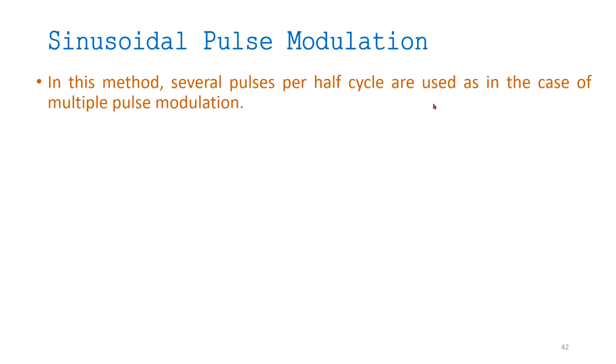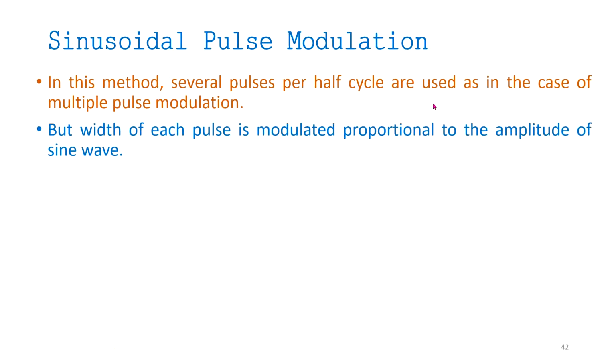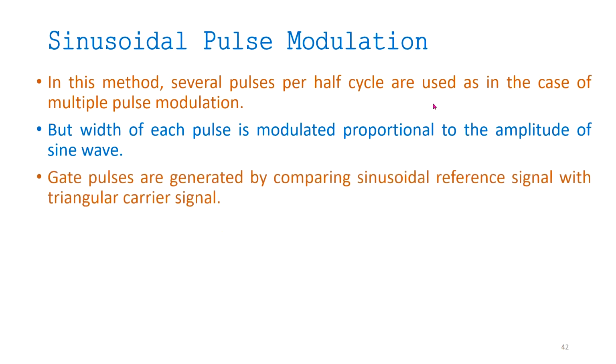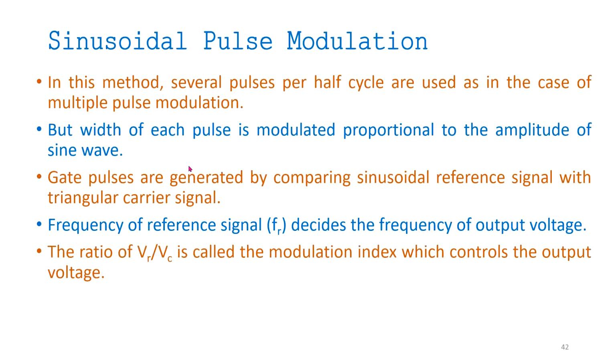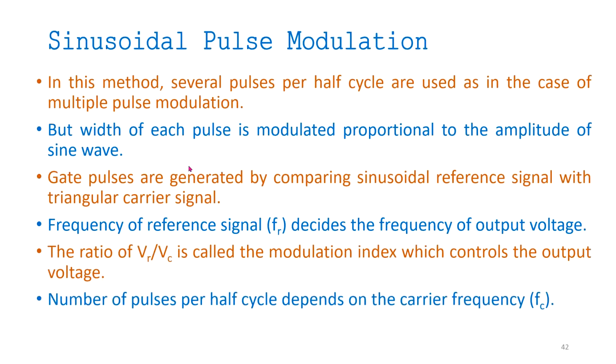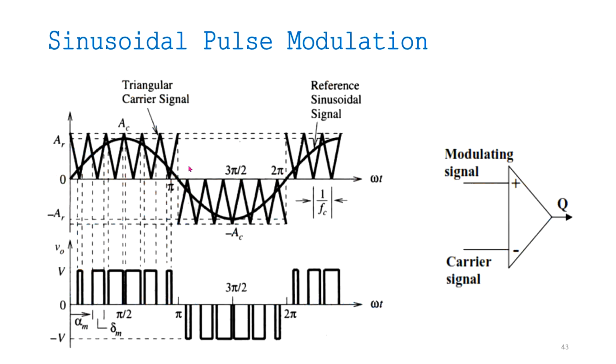And how about sinusoidal pulse modulation? In this method, several pulses per half cycle are used, as in the case of multiple pulse modulation, but the width of each pulse is modulated proportional to the amplitude of the sine wave. That's the key point. With respect to the amplitude, the width is modulated. Gate pulses are generated by comparing a sinusoidal reference signal with the triangular carrier. The frequency of the reference signal decides the frequency of the output voltage. And this is the modulation index. The number of pulses per cycle depends on the carrier frequency.